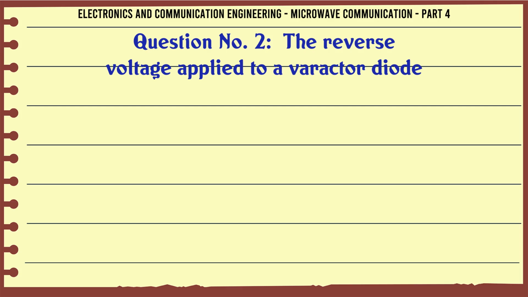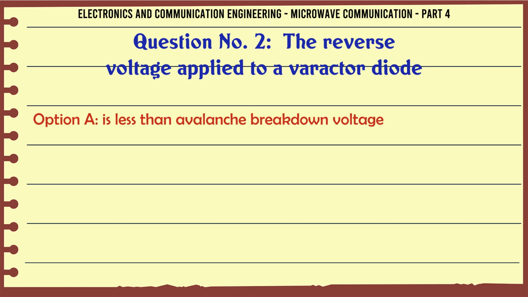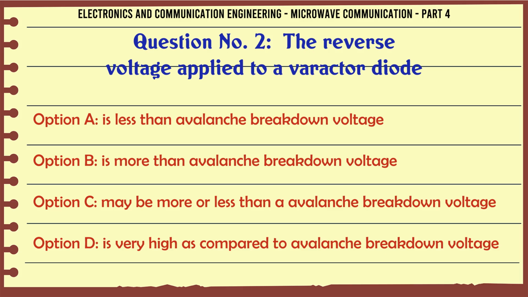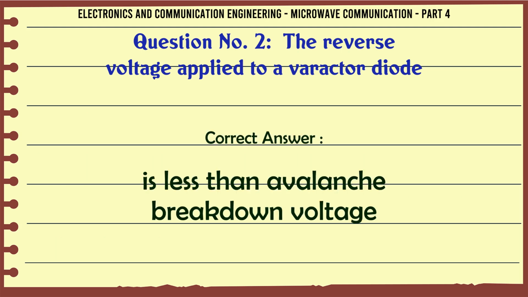The reverse voltage applied to a varactor diode: A, is less than avalanche breakdown voltage; B, is more than avalanche breakdown voltage; C, may be more or less than avalanche breakdown voltage; D, is very high as compared to avalanche breakdown voltage. The correct answer is less than avalanche breakdown voltage.